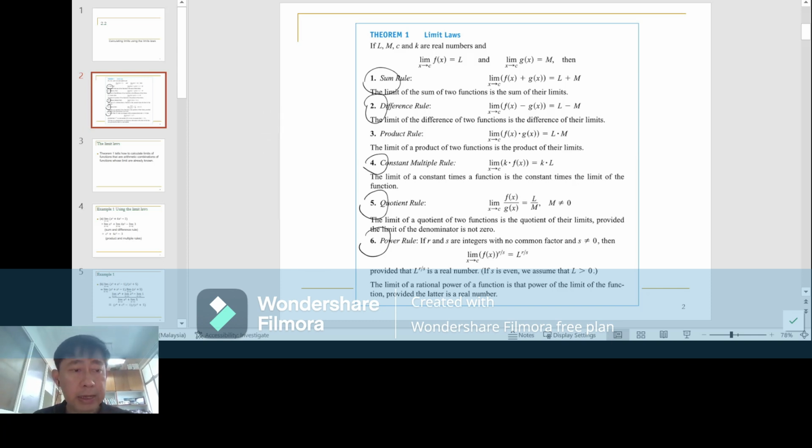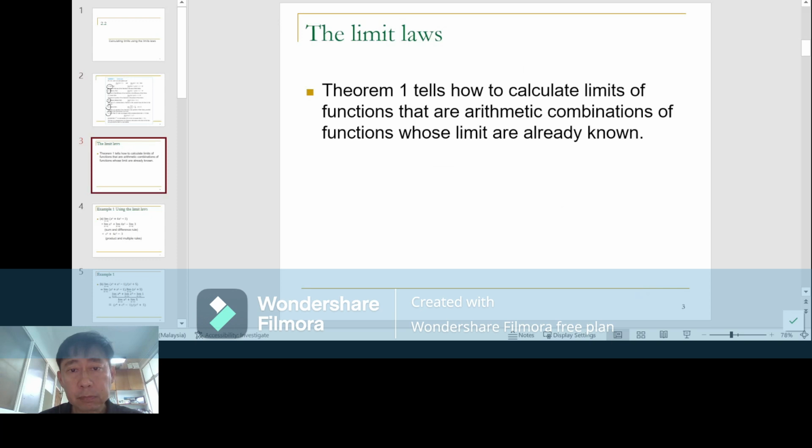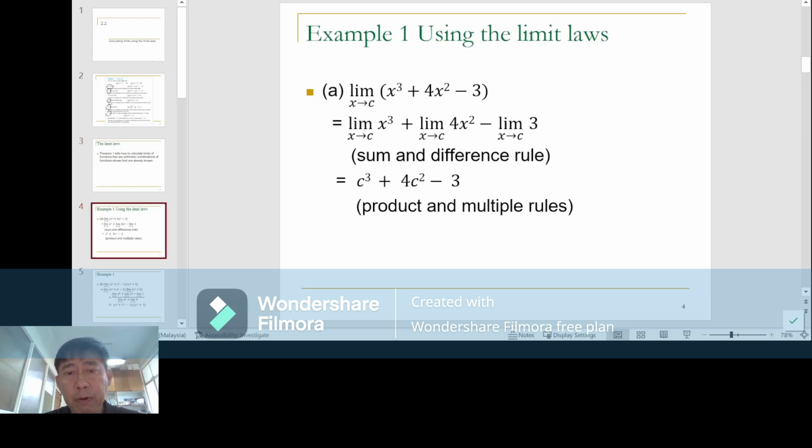It's very easy to understand. So basically theorem 1 tells you how to calculate the limit of a function that is expressed in terms of the other two functions f and g. Let's look at a very simple example.